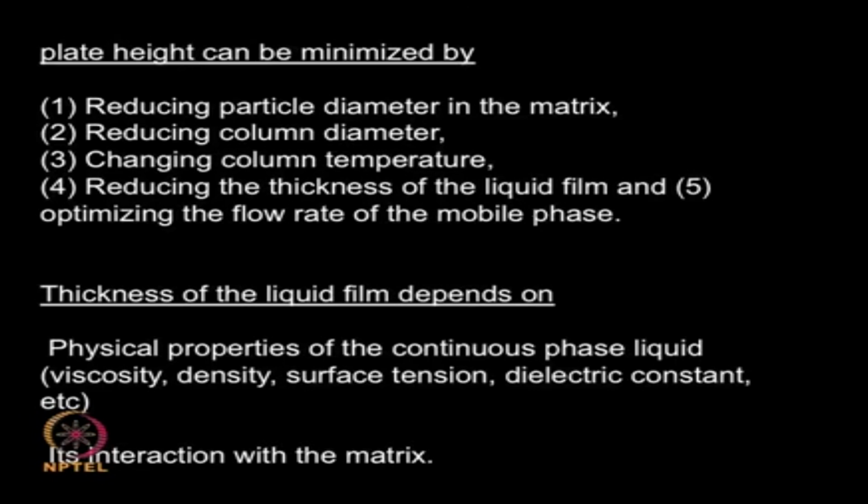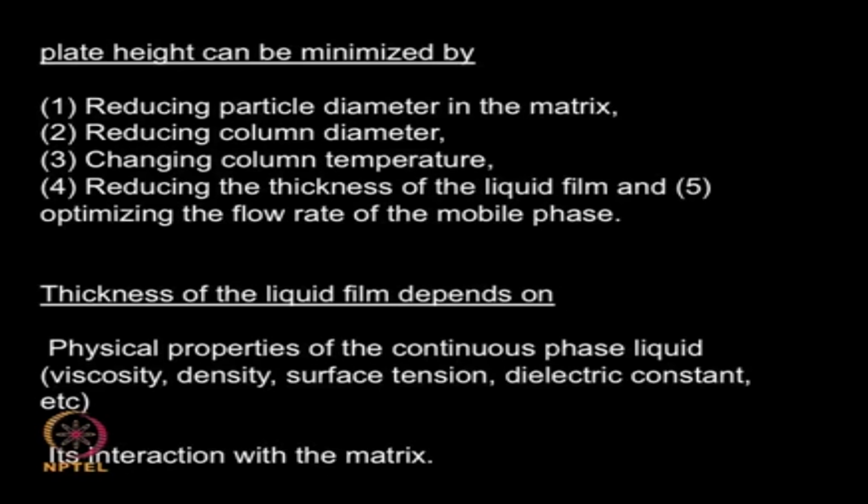Now the plate height can be minimized by reducing particle diameter in the matrix, reducing column diameter in the matrix, or changing column temperature, reducing the thickness of the liquid film, and also optimizing the flow rate of the mobile phase. So by doing all this, I can reduce the plate height. If I am reducing the plate height, that means I will have more number of plates for a given column length.